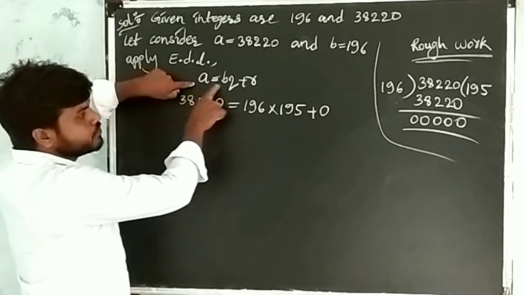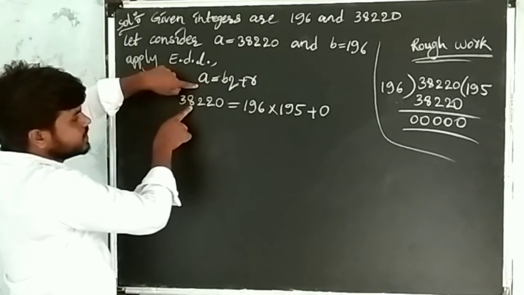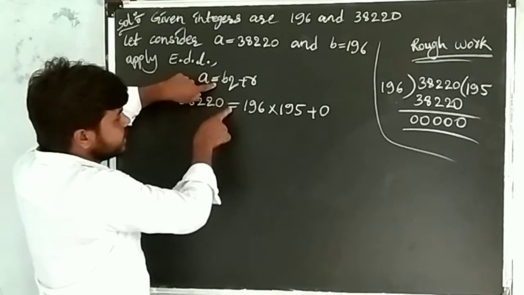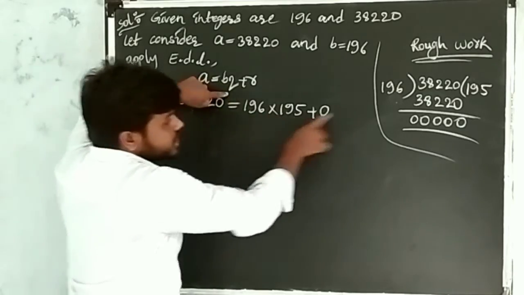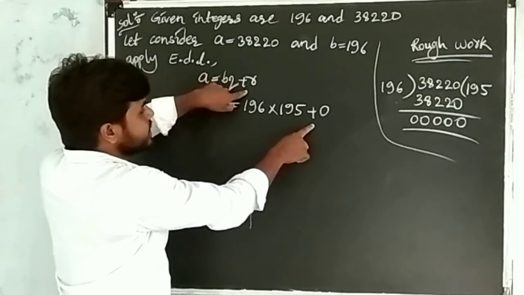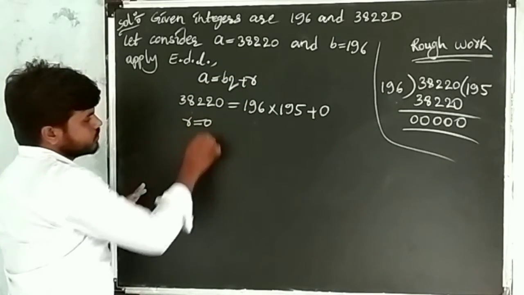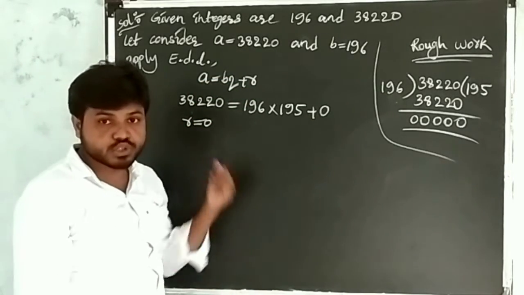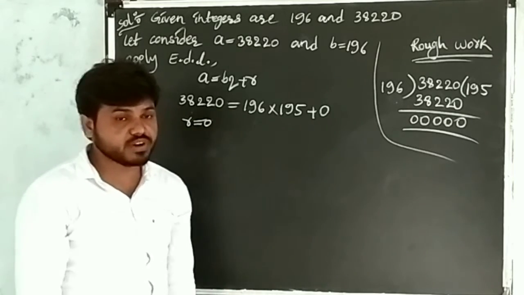See, A equal to BQ plus R is the Euclid division lemma. A value, what? 38,220 equal to B value, what? 196, into quotient is what? 195, plus remainder is what? 0. Here remainder equal to 0. Remainder we got 0, so we cannot proceed further.